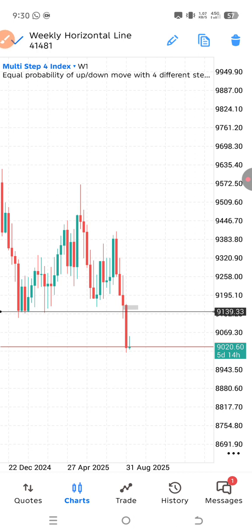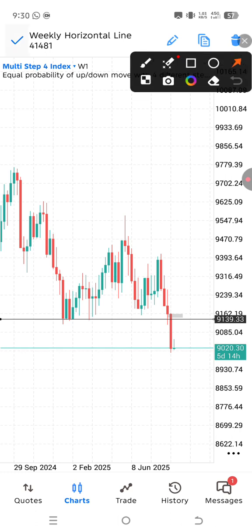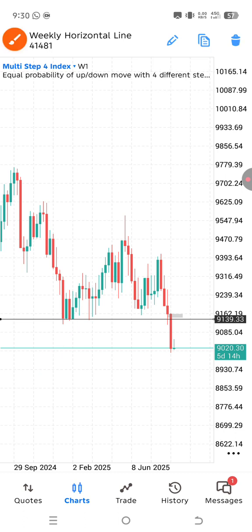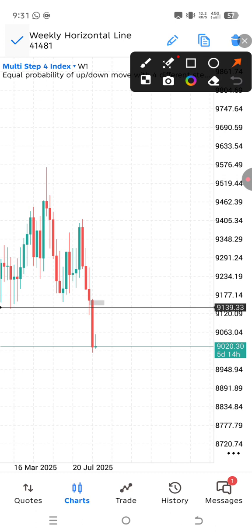So once this support, this horizontal line, has been broken, what I'll do is wait for a retracement. I'll wait for price to retrace back from here to what? The support line. Then I can trade it from here, following the trend downwards.